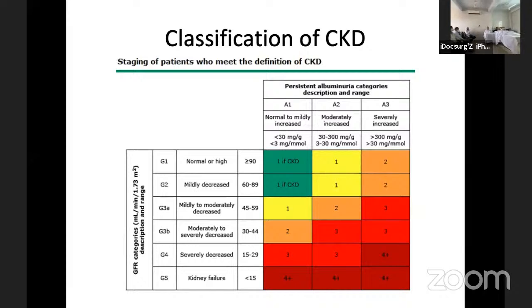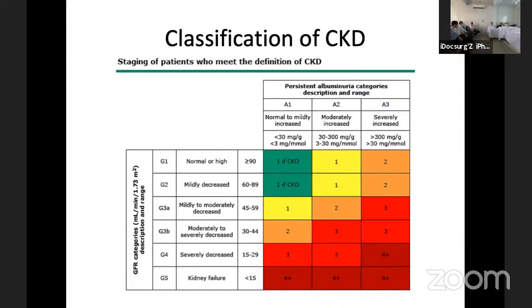So how do we classify chronic kidney disease? We have various stagings of patients who meet the definition of chronic kidney disease, starting from stage 1 to stage 5. Stage 5 is the stage of kidney failure when the GFR is less than 15, or what we call end stage renal disease. End stage renal disease, you can say, is a clinical term. That means the survival of the patient is not possible without renal replacement therapy, and that can be either dialysis or transplantation.